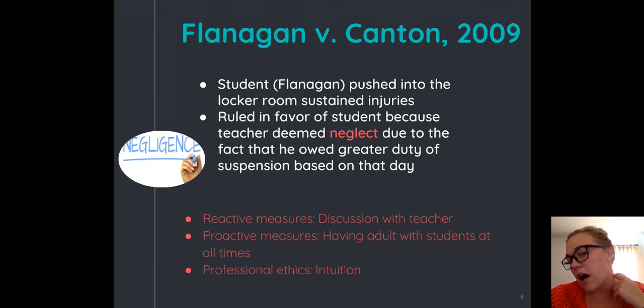Professional ethics, I put intuition. By knowing what's going to happen, or kind of getting a feel of, okay, I need to stay with all of these kids and then have this group discussion later. I feel like intuition would have greatly helped that teacher to not have this situation happen.